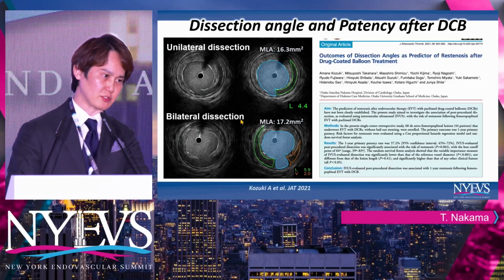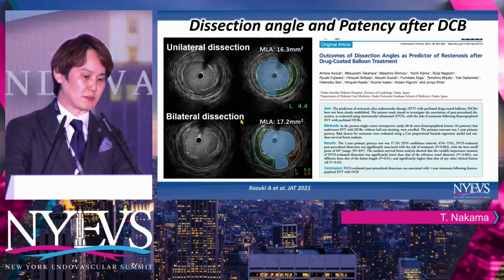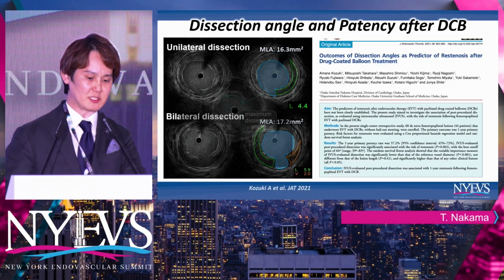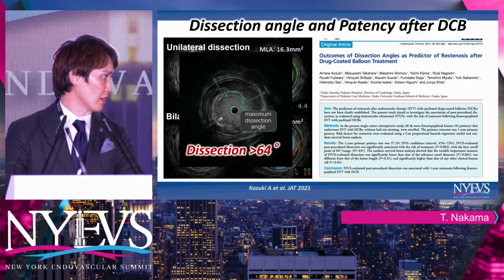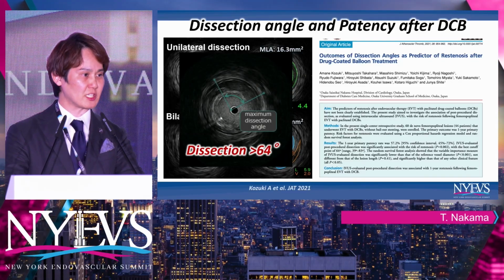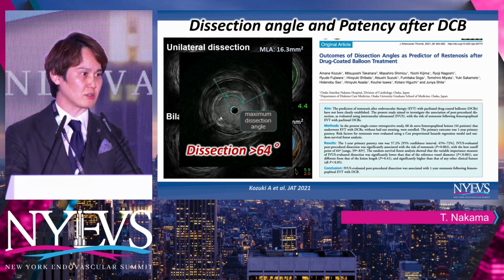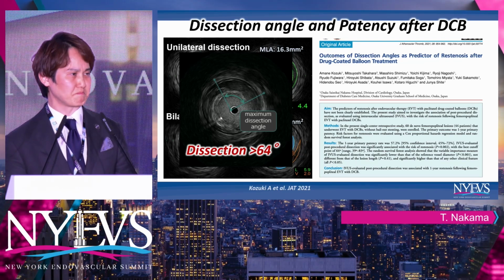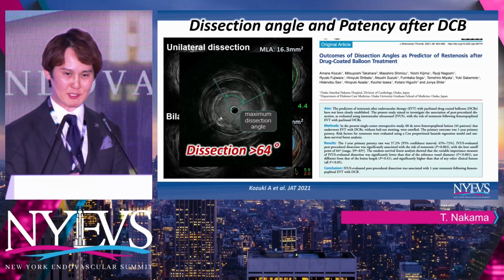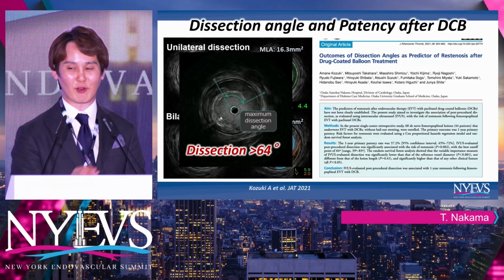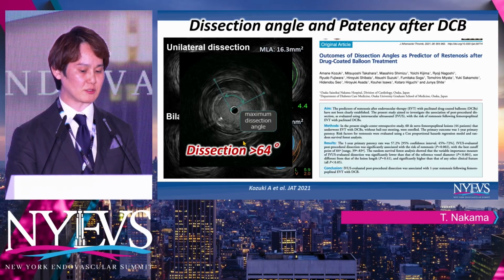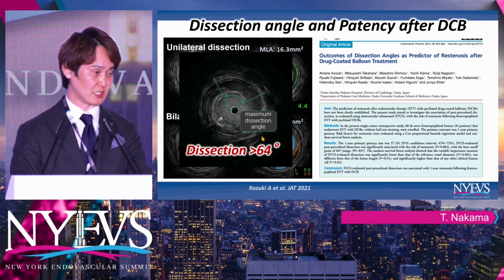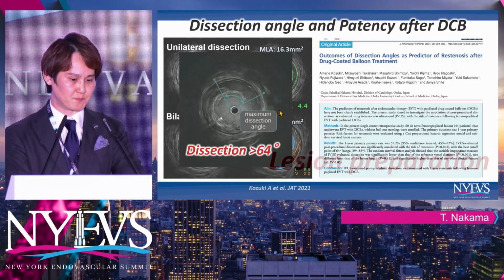How about the dissections? Unfortunately, there is not much evidence, but one piece of evidence suggested that over 64 degrees of dissection should be considered a severe dissection. Of course, if we use IVUS during this procedure, we often find several dissections. But if you find this kind of severe dissection, please consider additional stenting.